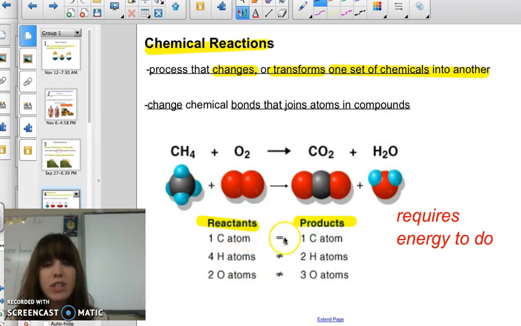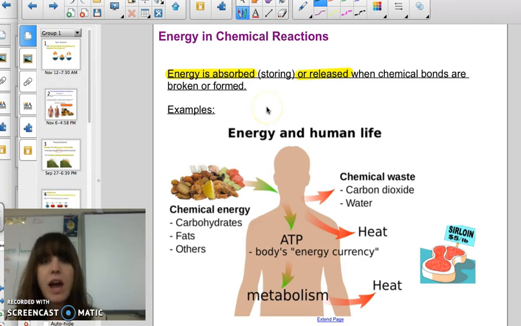What I want you to get down into your notebooks is what a chemical equation looks like. Write down an example of a chemical equation, and label the left side the reactants and the right side the products. Again, this whole process requires energy to break these bonds and form new ones into the new products. When it comes to energy, energy can either be absorbed or released when we're breaking up these chemical bonds and forming new compounds.